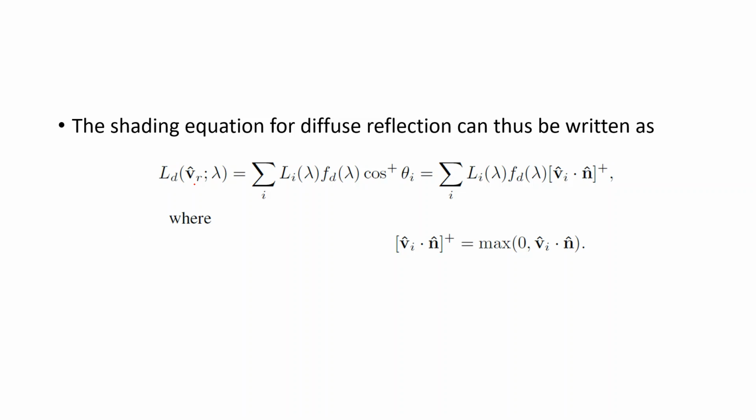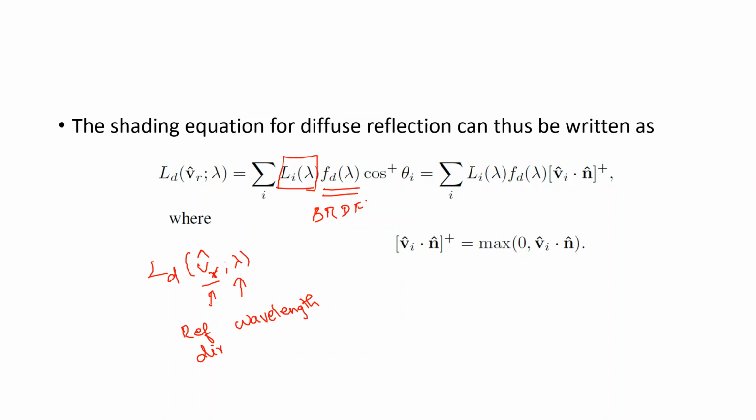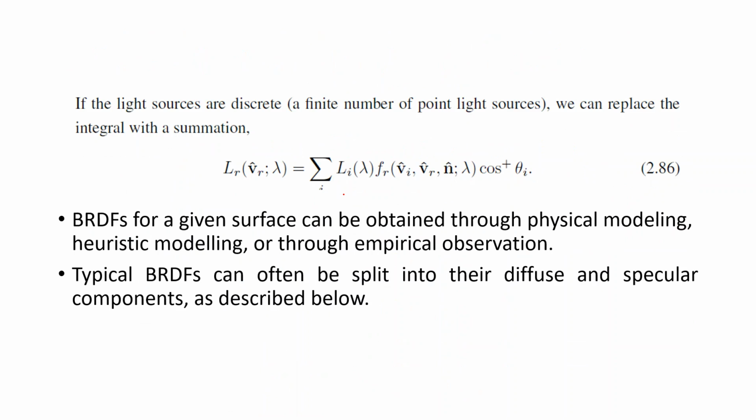Usually we write Lr, Vr and lambda. Here we are focusing on diffuse, so I'm going to write Ld, Vr cap and lambda. This represents the reflection direction, and this represents the wavelength. We know that summation means the light is from different directions, so we omit Vi. This is the incident light formula, and we have termed BRDF as constant, so FD of lambda, and there is the foreshortening factor, a simplified version of diffuse reflection.